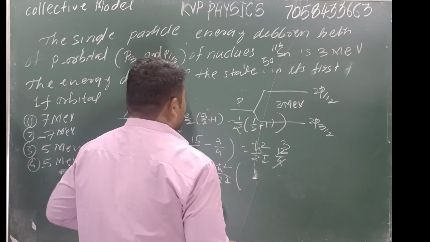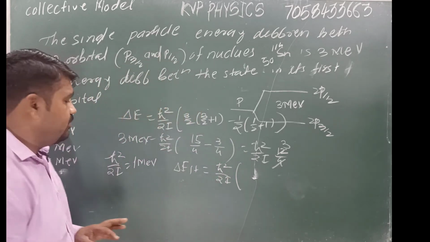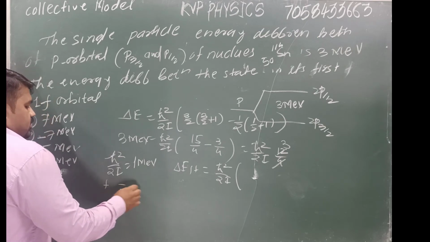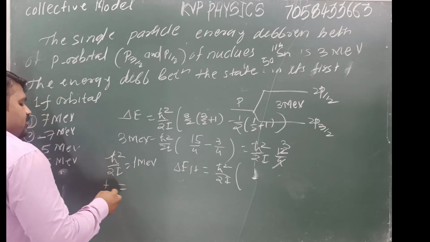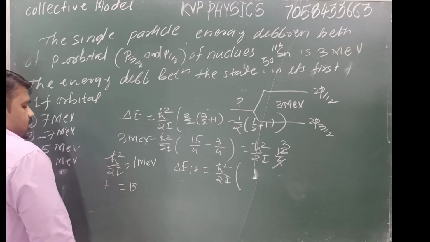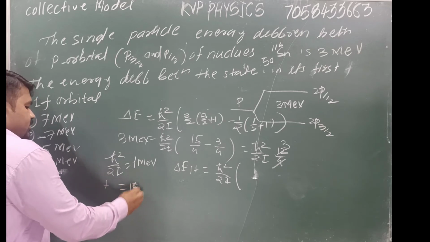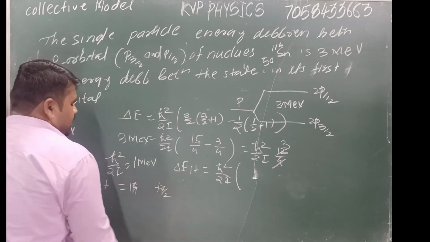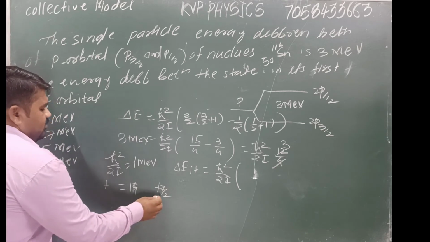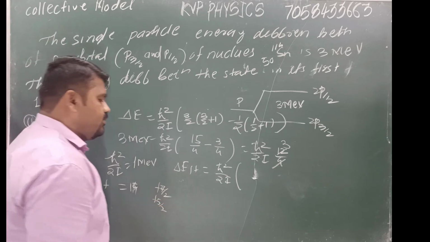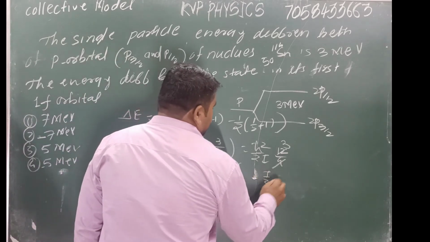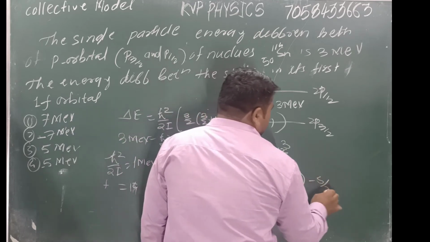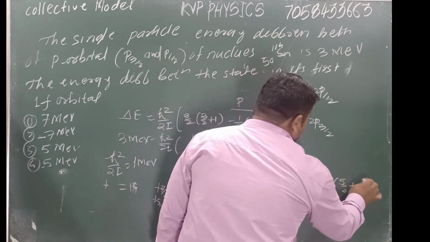The f shell contains a maximum of 14 electrons, but here we are dealing with nucleons, protons or neutrons. 14 is half, 7, which means the f7/2 level, and the remaining is 6 which means f5/2. So first take 7/2 into (7/2 plus 1) minus 5/2 into (5/2 plus 1).